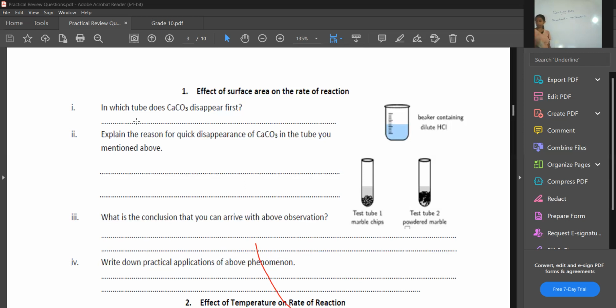Then the factors that affect the reaction rate. I told you there are 4 factors that affect the reaction. What are the 4 factors? I think you can remember. Surface area. Yes, surface area of the reactants. What is the second one? Temperature. Temperature, right? And the third one, concentration.